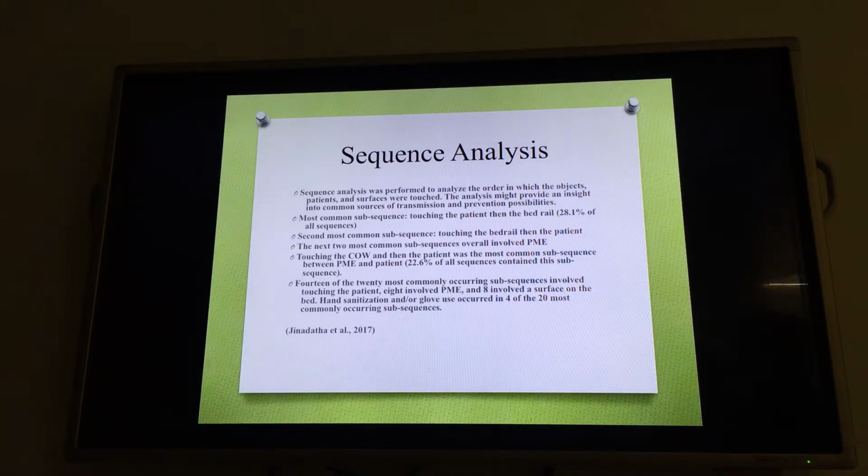The next two most common subsequences overall involved PME. Touching the COW and then the patient was the most common subsequence between PME and patient. 22.6% of all sequences contained this subsequence. 14 of the 20 most commonly occurring subsequences involved touching the patient, 8 involved PME, and 8 involved a surface on the bed. Hand sanitization and/or glove use occurred in 4 of the 20 most commonly occurring subsequences.